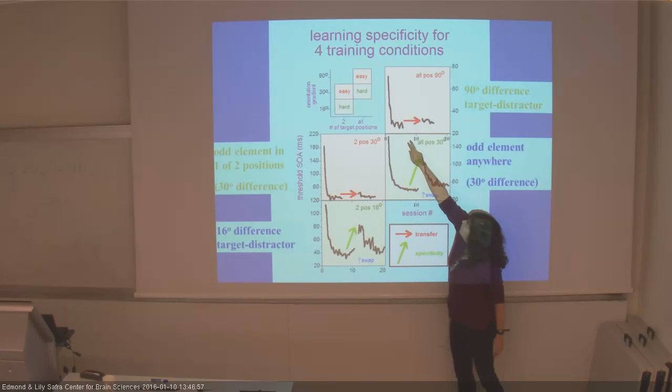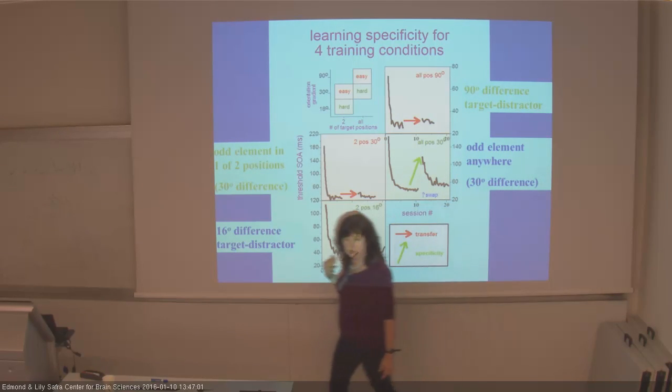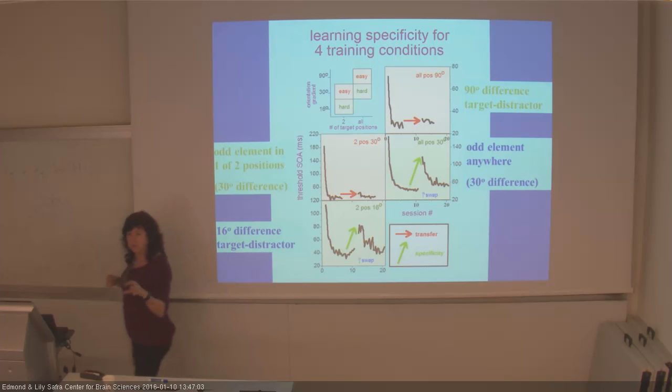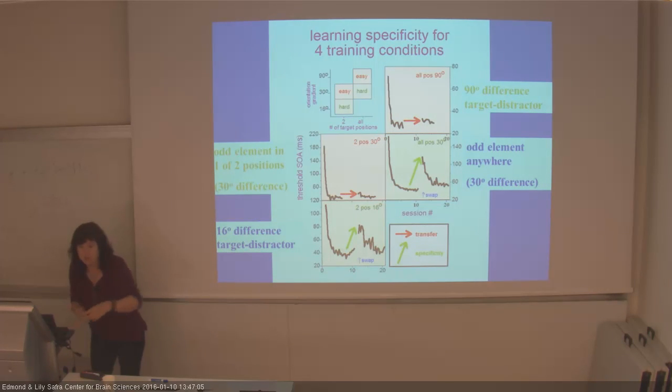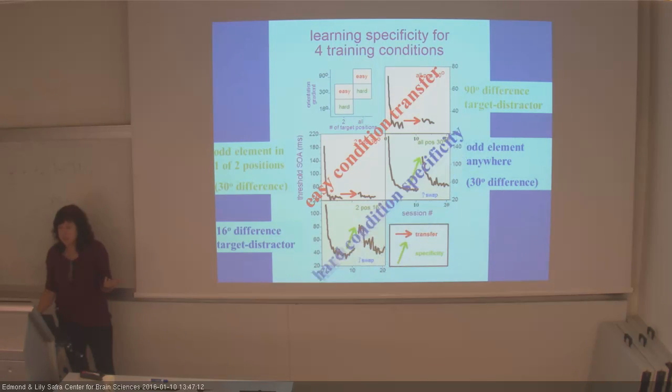It's faster learning. Still, you have to learn. It's faster learning. There's complete transfer across orientation. Okay, so it's not that the simple task is either low level or high level according to our mapping between specificity and where it occurs. Actually, easy conditions transfer, consistently easy conditions generalize, and difficult conditions show specificity.